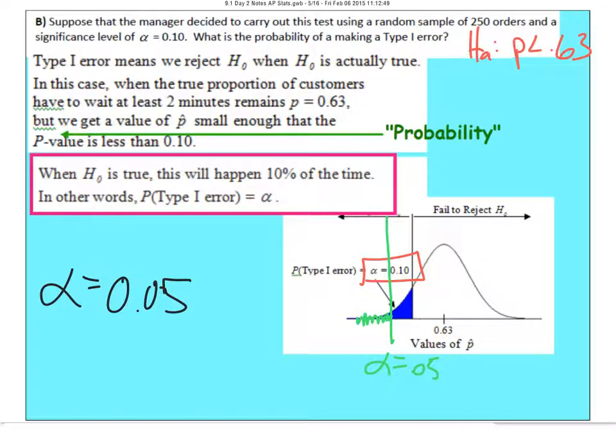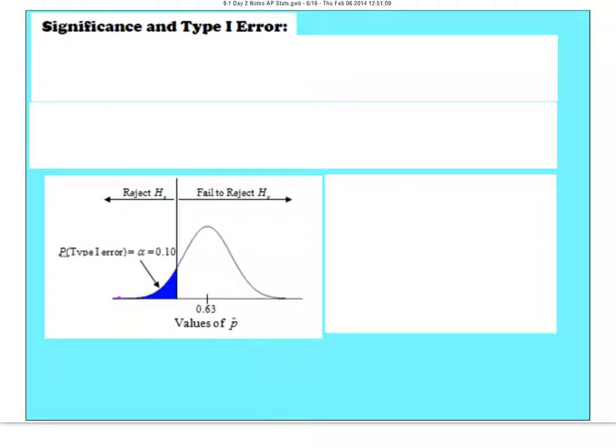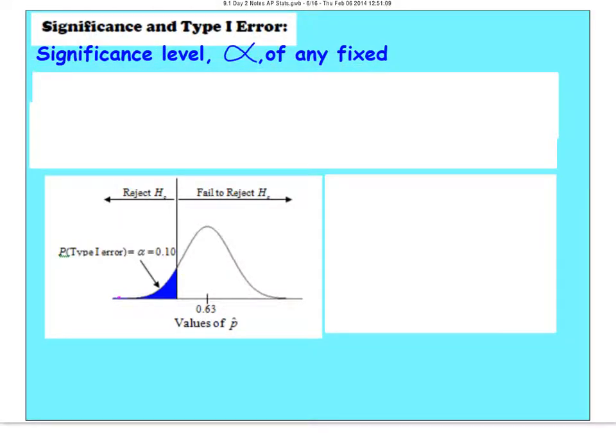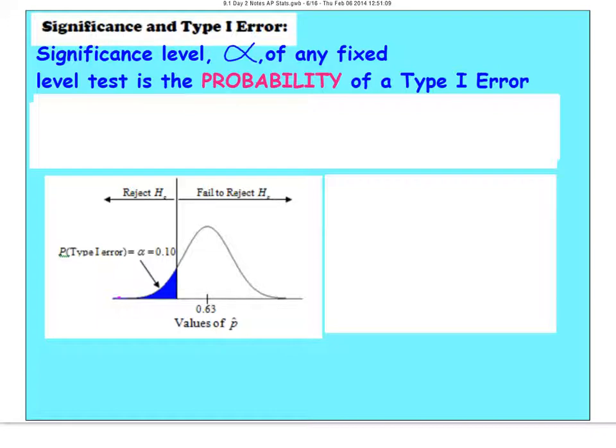Now let's make one more connection. If the type 1 error is you reject H sub O when you shouldn't have, which is this region of the curve, well, this other part of the curve we didn't talk about is you failed to reject. This over here is your type 2 error. So your type 1 error is one side of the curve, the type 2 is the other. So realize that they're actually complements of each other. So to wrap that up, what is significance in type 1 error? Significance level is alpha of any fixed level test. It is the probability of the type 1 error. So it's a real easy one to remember. Whatever I choose for alpha is the probability of my type 1 error happening.